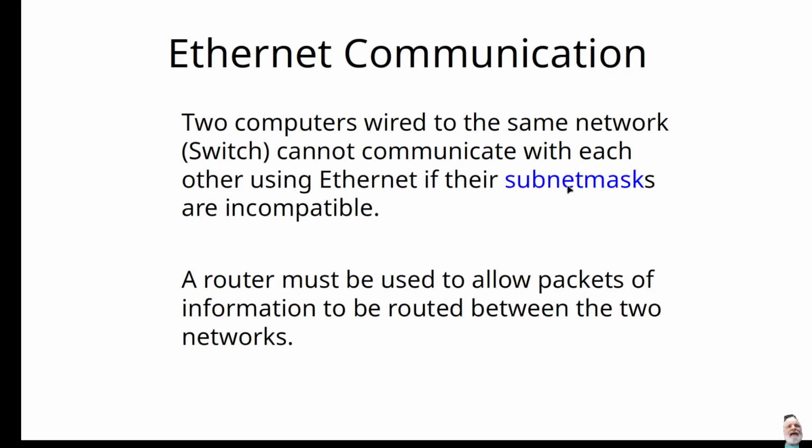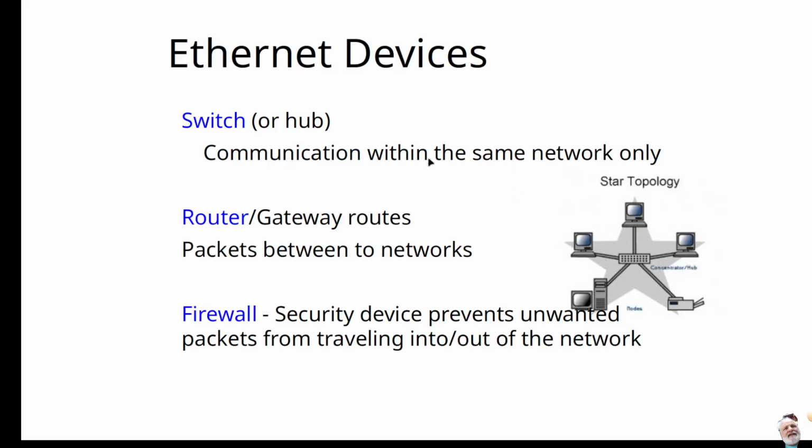So this subnet mask is the key to defining whether something is on the same network or on a different network. I mean the numbers also matter, but where the subnet mask ends specifies that. So a switch or a hub is just a communication device that allows us to build this star topology. A router routes packets out of the local network to a different network.